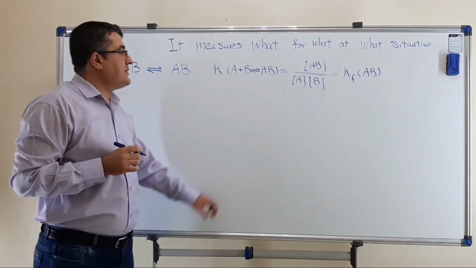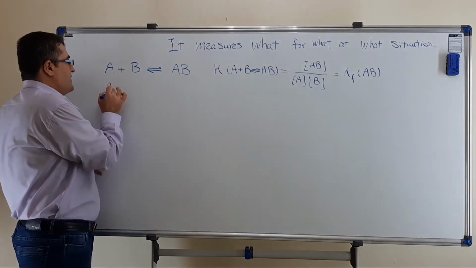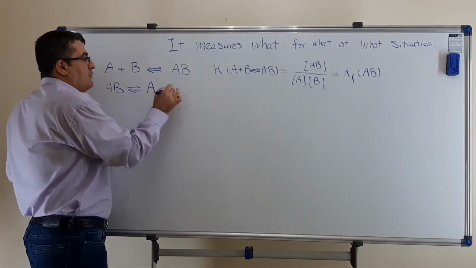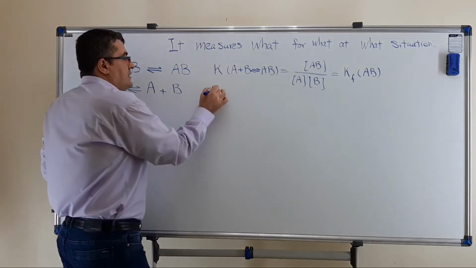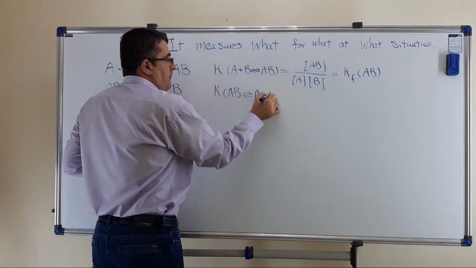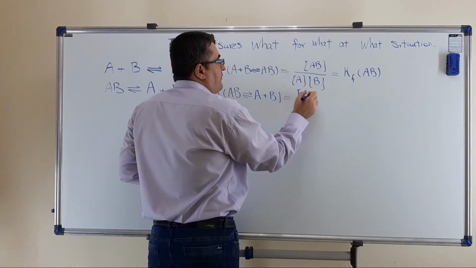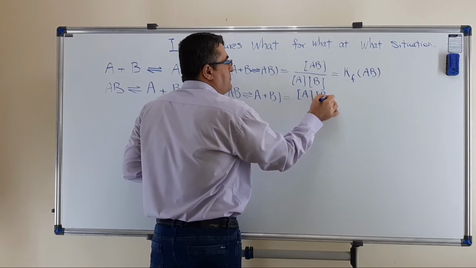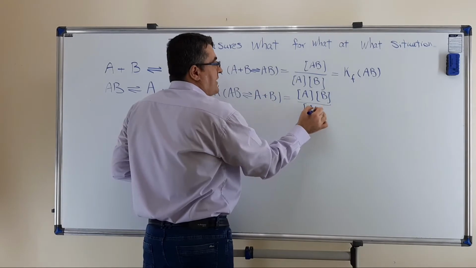We can also consider the reverse of this reaction. For example, Lewis adduct AB yields Lewis acid A and Lewis base B. The equilibrium constant for this reaction is equal to the equilibrium concentration of Lewis acid A times the equilibrium concentration of Lewis base B over the equilibrium concentration of Lewis adduct AB.